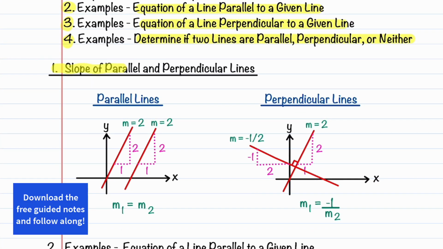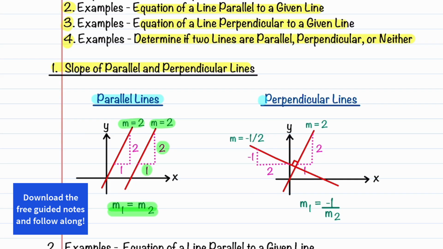We'll start by learning what the slope of parallel and perpendicular lines look like. Two lines are parallel if they have the same slope. In this graph, I have two lines and they each have a slope of 2. Remember that the slope is equal to the rise, which is the change in y, divided by the run, which is the change in x. When two lines have the same slope, we write that M1 is equal to M2.